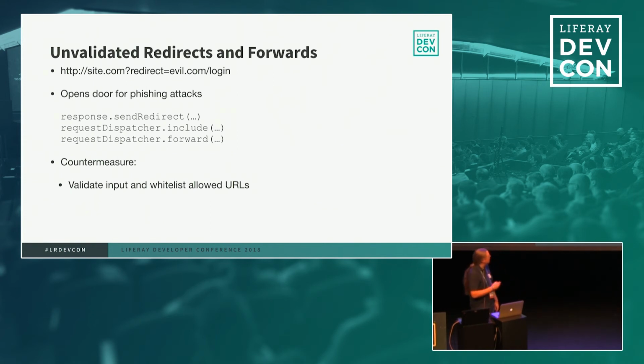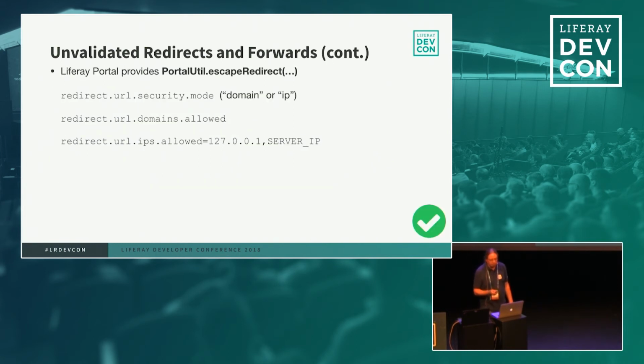So the solution is to whitelist the URLs that you allow redirects to. We have a utility for that. It's in the PortalUtil, actually, the escapeRedirect method. But its processing is based on how you configure portal properties. So you can either whitelist by domains, or you can do it by IP addresses.